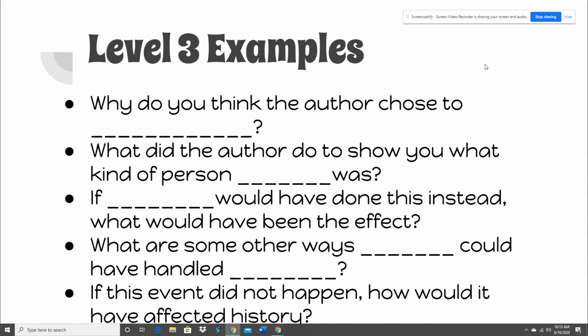Let's say that you're doing a disease. You could go into stem cell research if you want to.